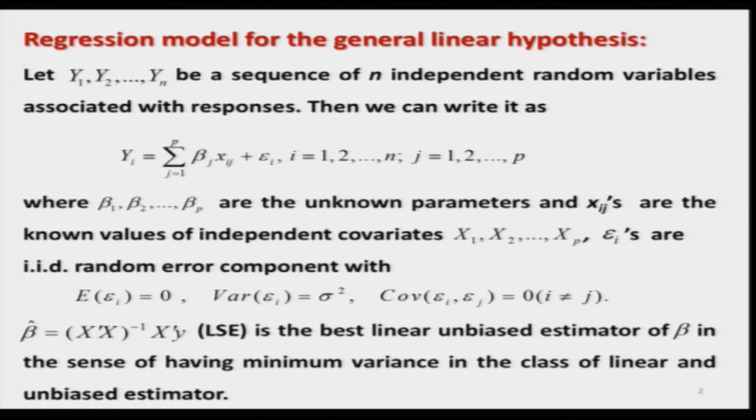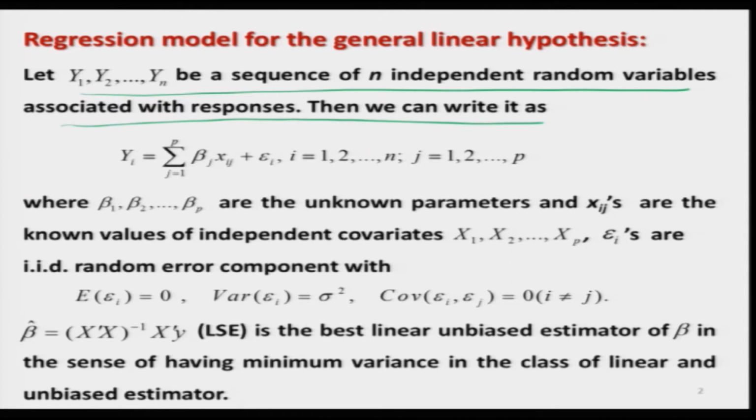The model that we are going to consider here is as follows: let y1, y2, ..., yn be a sequence of n independent random variables associated with a response variable y. Then we can write yi equal to summation j goes from 1 to p beta j xij plus epsilon i, where i goes from 1 to n and j goes from 1 to p. So, we have p independent variables which are indicated by x1, x2, ..., xp, and beta 1, beta 2, ..., beta p are the unknown parameters.